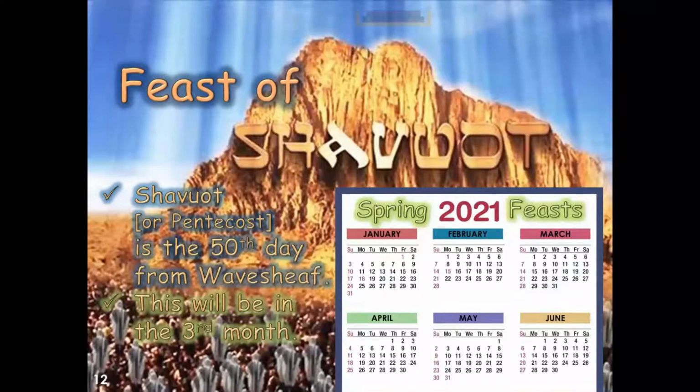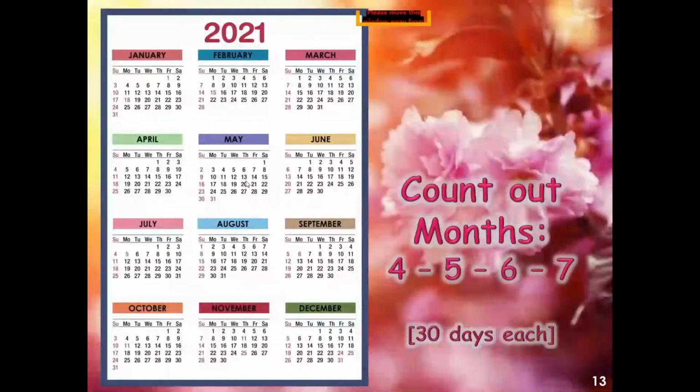Okay, I'm going to slide 13. Now we're going to count out months 4, 5, 6, and 7. They're 30 days each. If you can see my cursor on the slide, May the 20th is the first day of the 3rd month. So from May the 20th, you count number 1 on this day. I need you to count out months 4, 5, 6, and 7. When someone has counted out up to month 4, give me a date, and we'll try to just move this along.